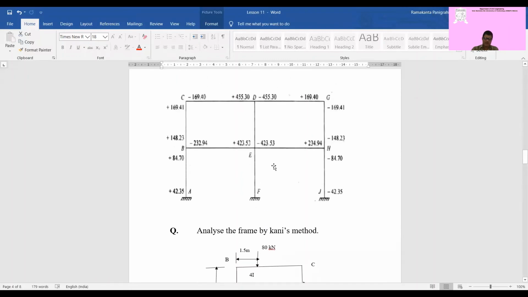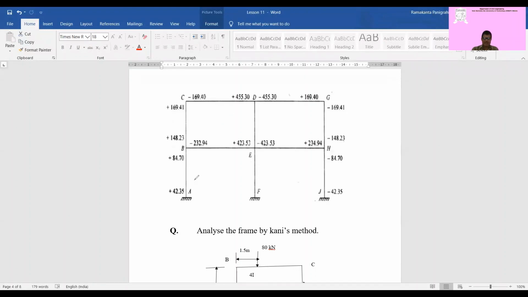Now, once you draw this, you see this problem becomes easy to calculate rather than going for the number of cycles. So, once you find these values, you can now draw the bending moment diagram. If you draw the bending moment diagram, it will come like this. It is plus 42.35. So, what will be the value? Let me show you the diagram.